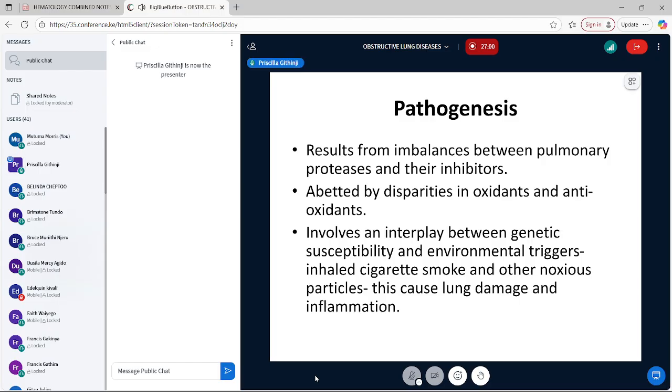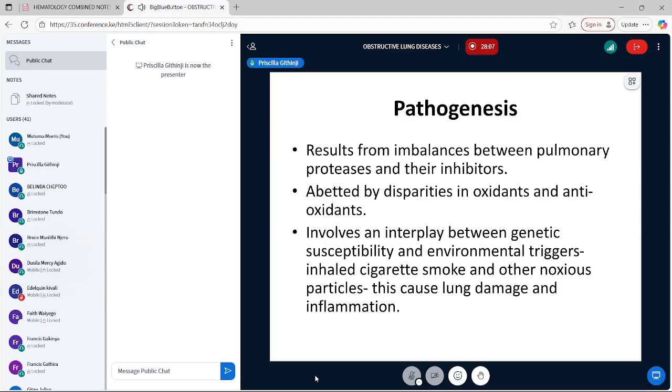So, what is the pathogenesis? How do you develop emphysema? Emphysema usually results from imbalances between pulmonary proteases and their inhibitors. I think we went through cell injury in your general pathology lectures, where we talked about oxidants, and natural antioxidants within the body that usually counteract the activity of these oxidants. So when you have an imbalance between pulmonary proteases and the inhibitors, where is the scale tipped? If you have an excess of proteases and they overwhelm your inhibitors, then you end up having more destruction of your lung parenchyma. And this will also, like I've said, be made worse by disparities in oxidants and antioxidants.